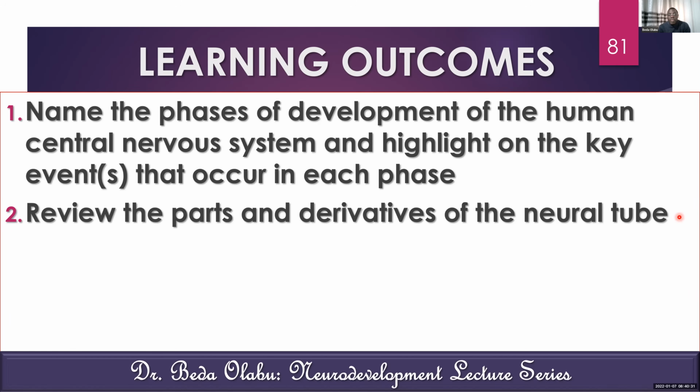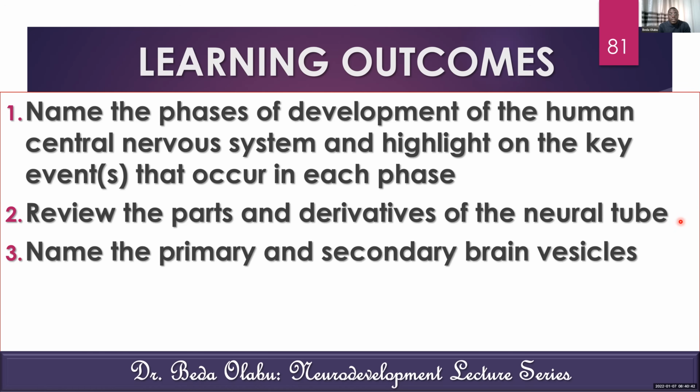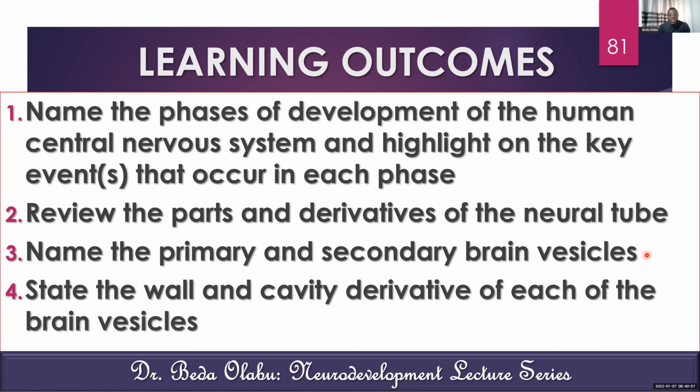Another thing that we'll remind ourselves about is the neural tube. We'll remind ourselves about the parts and derivatives of the neural tube. Then something new in this lecture, we'll look at the brain vesicles. There are 2 types of brain vesicles, primary and secondary brain vesicles. We'll name them, and importantly, we'll also look at the derivatives of these vesicles. So that's our agenda for this lecture. Much of the story will be on the first agenda. That will be a bit recurrent in the whole lecture, as you're going to see.